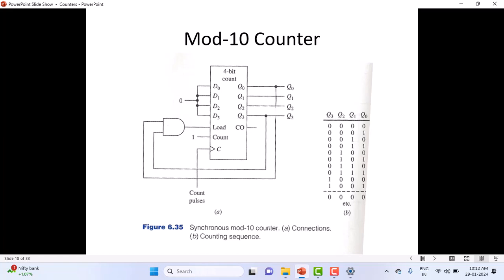That's how this counter works. This is called a mod 10 counter. Just by changing connections, you can construct a mod 10 counter. You can also construct a mod 8 counter. Understand? But the maximum is all ones. Within that, any mod counter can be designed using this IC. This is a commercially available IC.